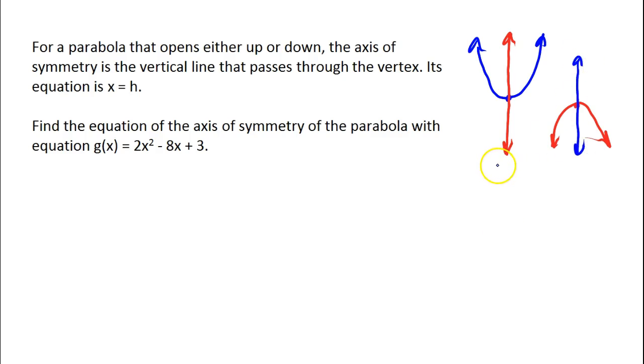That means that its equation is going to be x equals the x-coordinate of the vertex, x = h. So if you know what h is, you can get the axis of symmetry. This is the same function we just did in the previous example, so we know that h is 2. So the axis of symmetry is going to be x = 2.